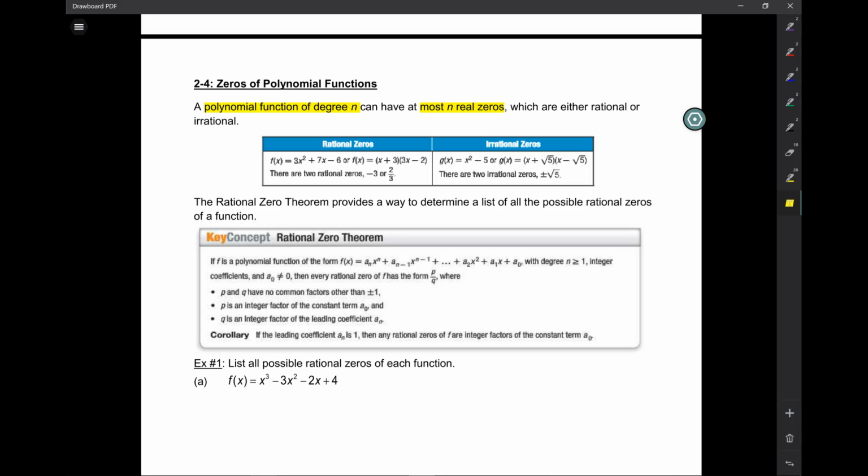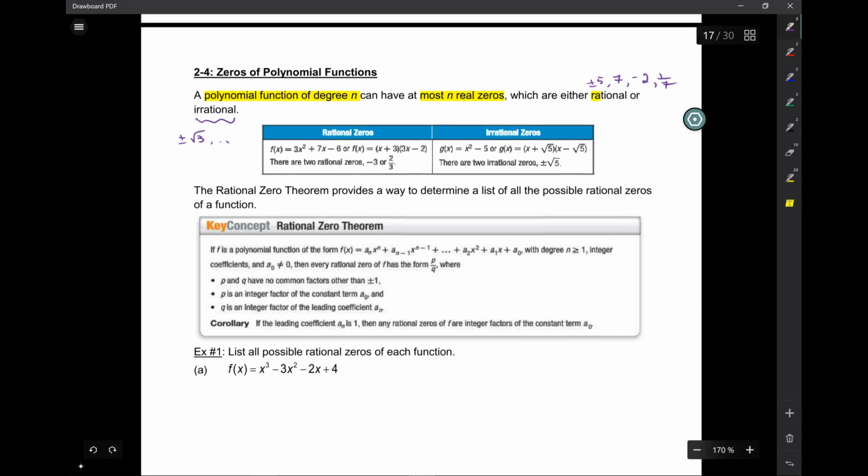Of those real zeros, they could either be rational or irrational. So for example, what's a rational? It could be like plus or minus 5, right? 7, negative 2, and so on. 1 over 7. Irrational. Good, yeah. Okay, and so on.